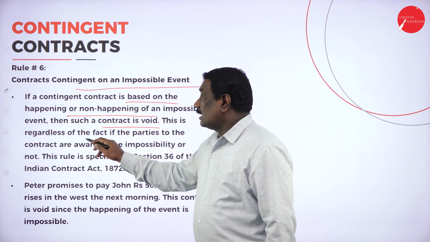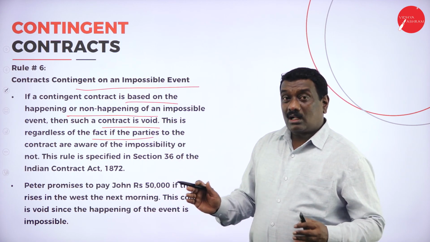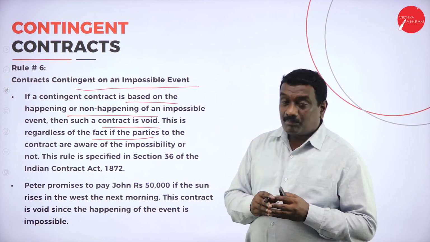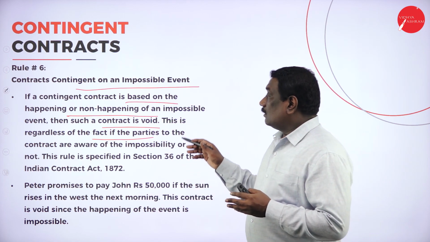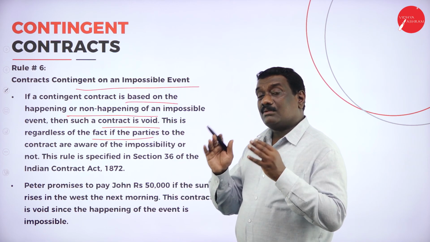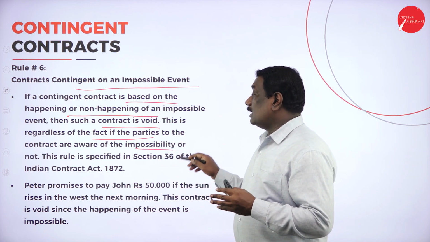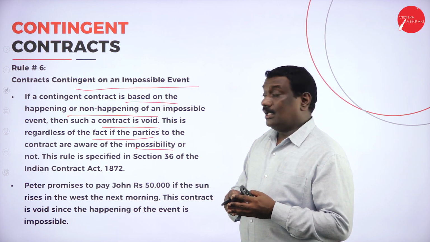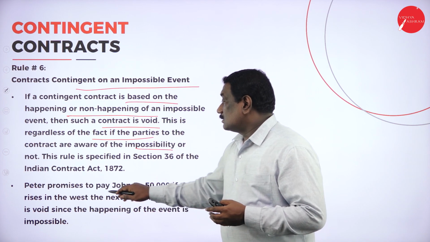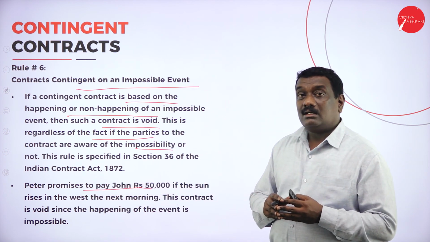This is regardless of whether the parties to this particular contract are aware of the impossibility or not. So they are very much aware. The parties to the contract are totally aware of the impossibility, meaning it is not going to happen, right, or not. So this can be explained with an example.